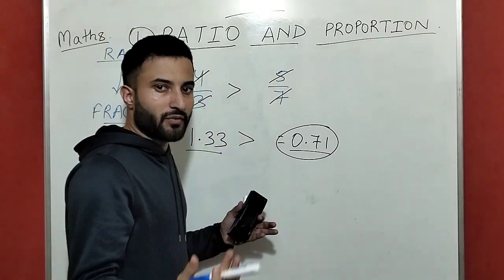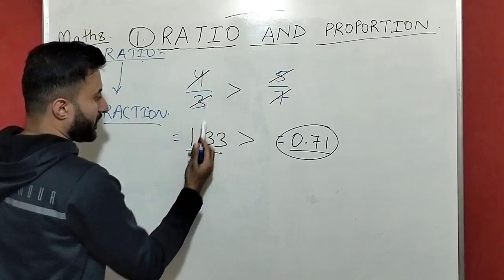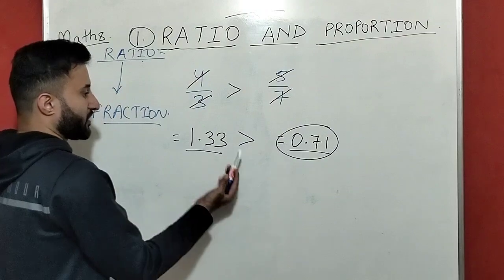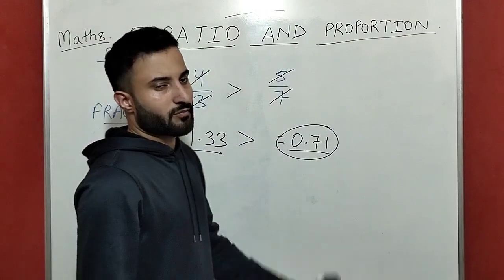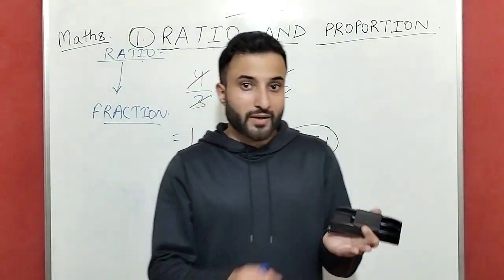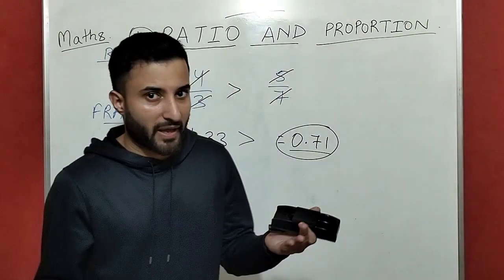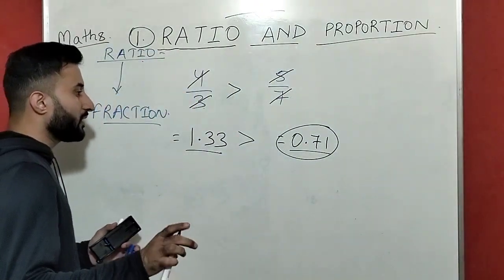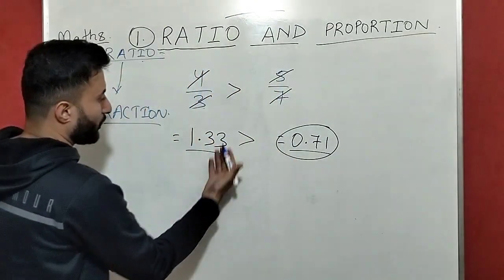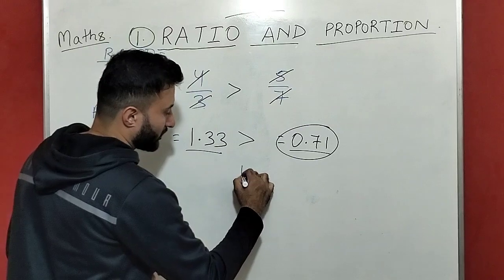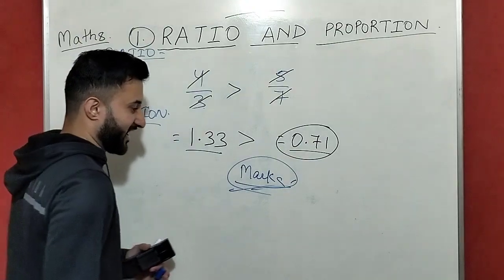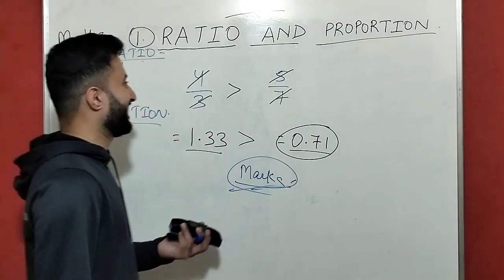So the normal brain, the human brain, what we will apply here is: divide 4 by 3, we will get this. Divide 5 by 7, we will get this. In these two decimals, just check which is greater, that will be the greater, the other will be the smaller. That is the human brain we will apply. If you apply the human brain, you are doing the simple process and you will get full marks. Wow, that's fantastic.